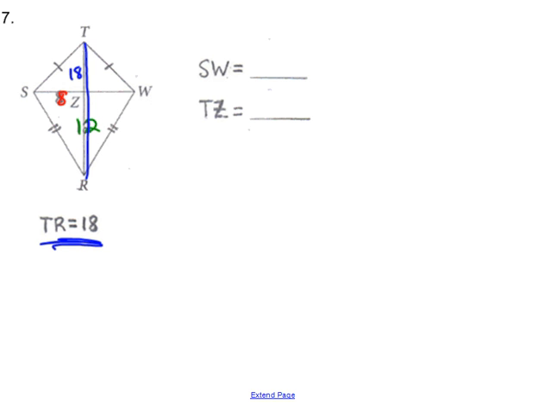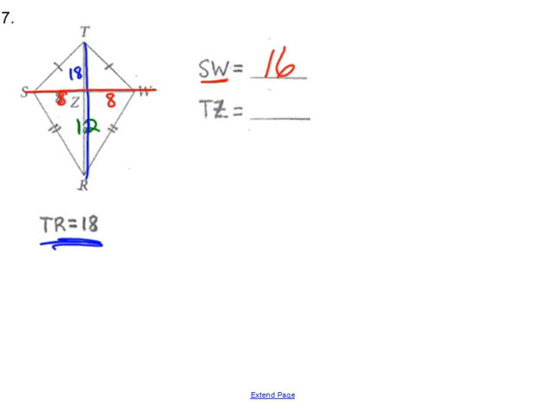Okay, so now they're asking us for SW. SW is this long segment here. Well, remember, in a kite, this 8 is going to be congruent to this 8 over here. So the whole length of it is going to be 16.